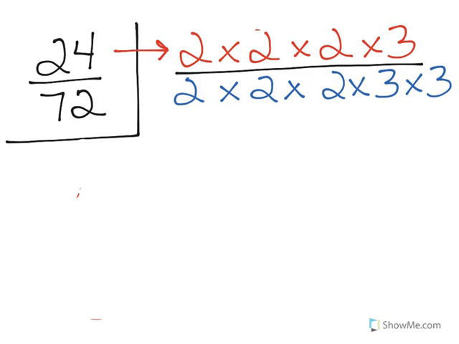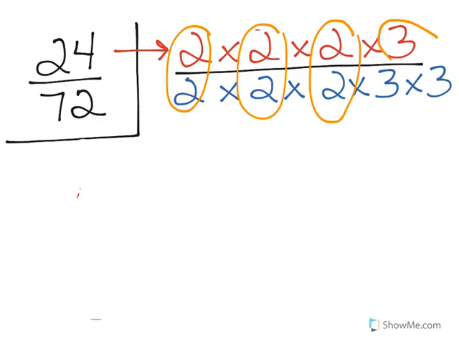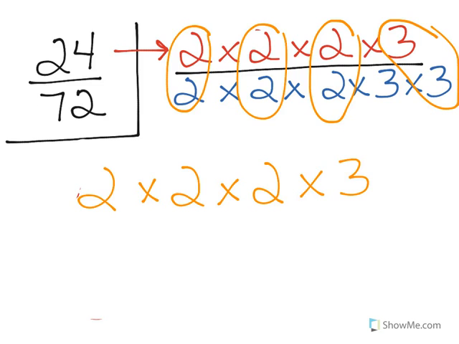Now remember, the next step is I want to see what they have in common. I can circle a pair of 2's, another pair of 2's, another pair of 2's, and I have a pair of 3's. This last 3 I will not circle because there's nothing that I can pair it up with. I'm now going to go ahead, and since I have a pair of 2's, remember I only write the number once. I have a pair of 2's, another pair of 2's, another pair of 2's, and a pair of 3's.